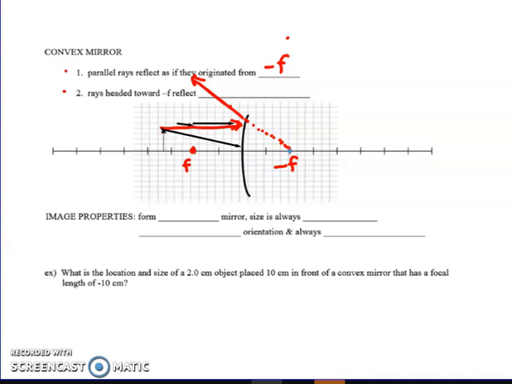So I'm going to kind of head towards negative f, but I clearly can't get there because the mirror gets in the way. So let me backtrack a little bit. But if I were to continue that line, that's where it hits the mirror, or pretty close. That's going to reflect parallel. So in the concave, if you go through f and hit the mirror, it goes out parallel. Here, if you head towards negative f, hit the mirror before you get there, it's going to come out parallel.